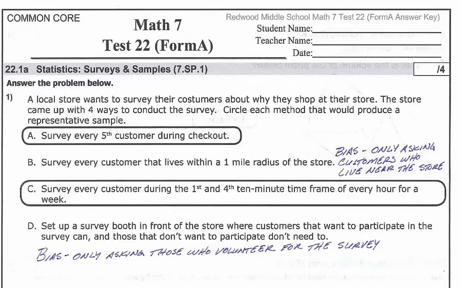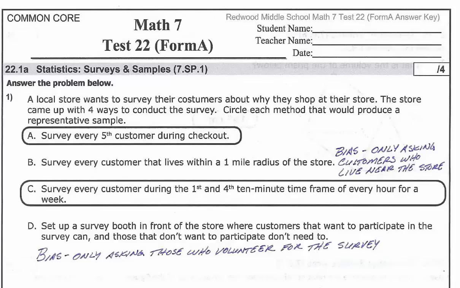So in this first problem, you can see a local store wants to survey their customers about why they shop at the store. And they come up with 4 different ways that they're going to conduct the survey. Your job is to figure out which of those ways is representative. So survey every 5th customer during checkout. This is choice A. That's a really good way to do it. You get a random sample of the people.